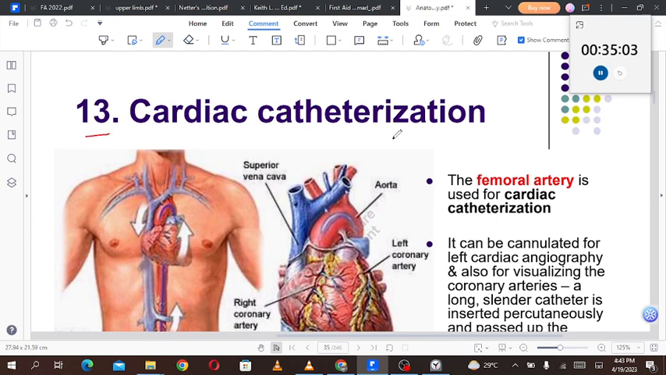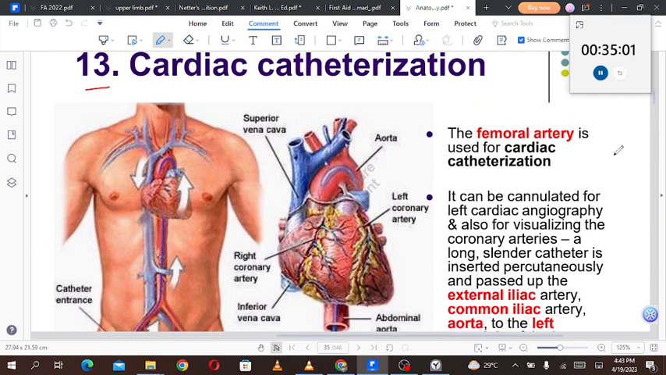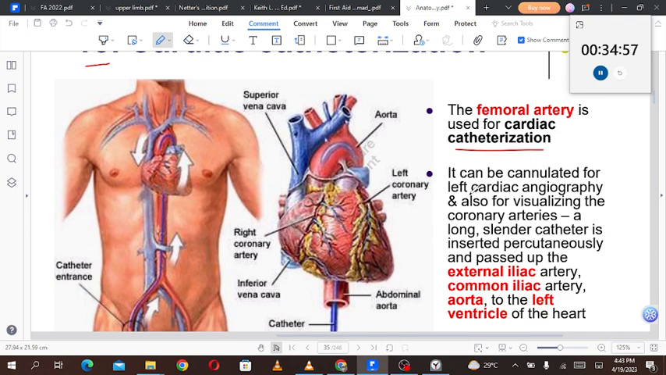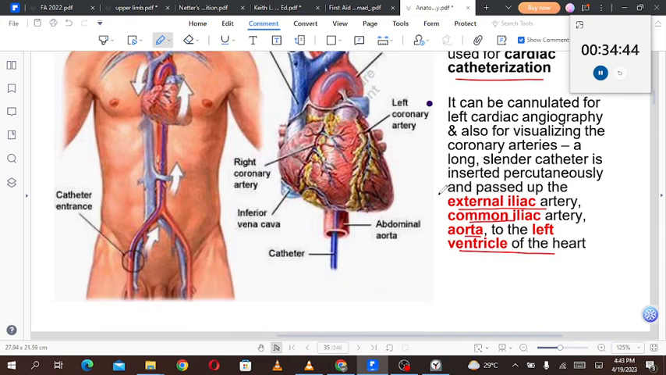Point number 13 is about cardiac catheterization. The femoral artery is used for cardiac catheterization. It can be cannulated for left cardiac angiography and also for visualizing the coronary arteries. A long slender catheter is inserted percutaneously and passed up the external iliac artery, common iliac artery, aorta, and the left ventricle of the heart. So they may ask you about the pathway through which the catheter is passing.